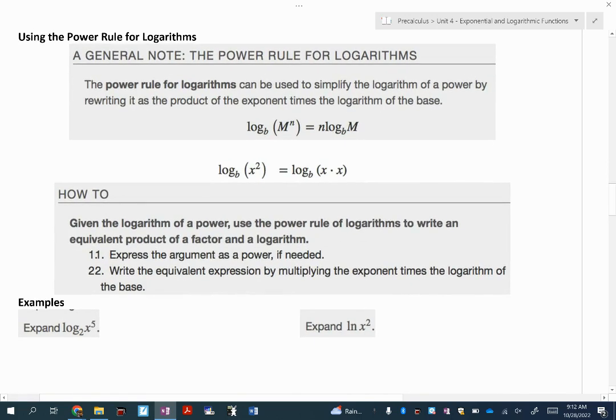Power rule just means that if you have some power, like this 2, on the argument that's being raised to, you can move it to the front. So I'm not going to write it like that. You're going to write it as 2 times the log base b of x. So you'll notice up here, the n moves to the front and multiplies by that logarithm.